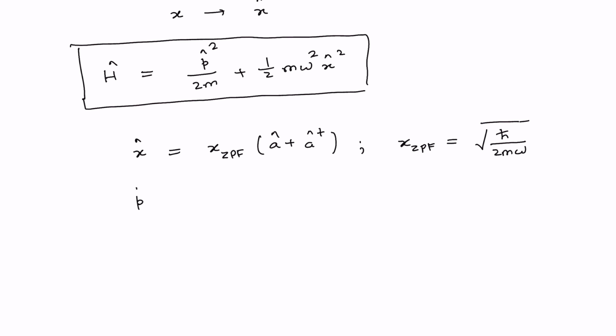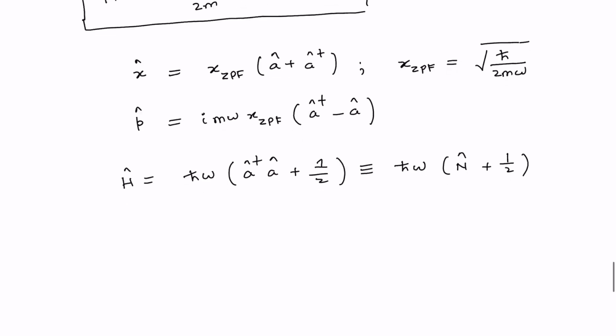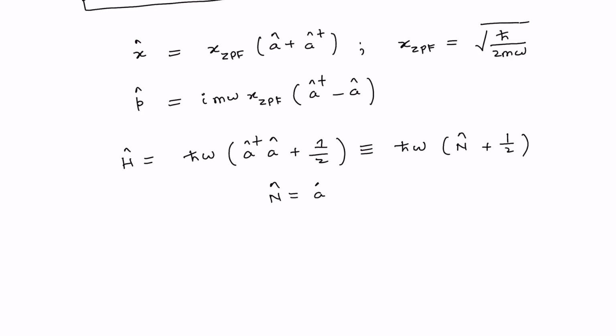And similarly, if we define the momentum operator in terms of the annihilation and creation operators as i m omega x ZPF times a dagger minus a, then the harmonic oscillator Hamiltonian can be written as H is equal to h bar omega times a dagger a plus half, which can also be written as h bar omega times n hat plus half, where n is equal to a dagger a, and n is known as the number operator.